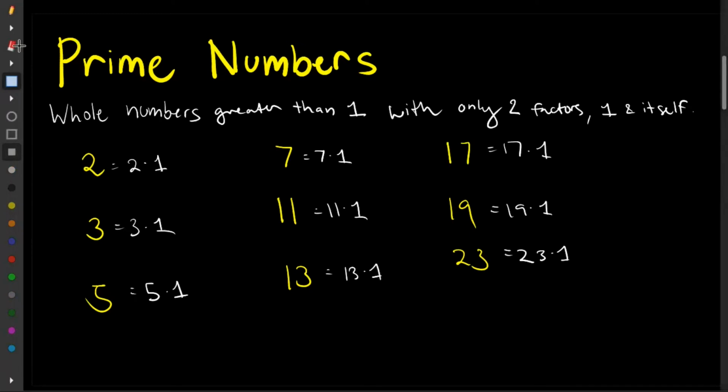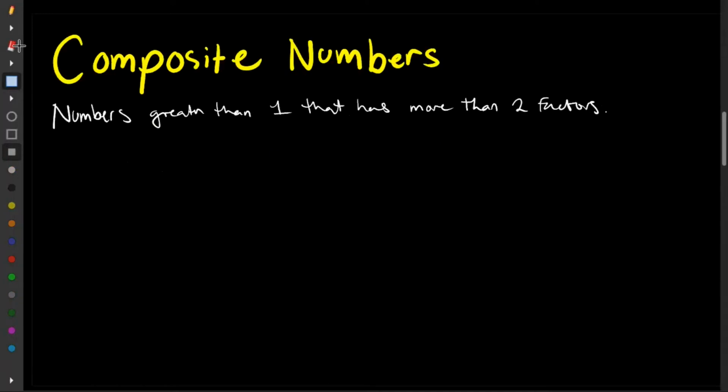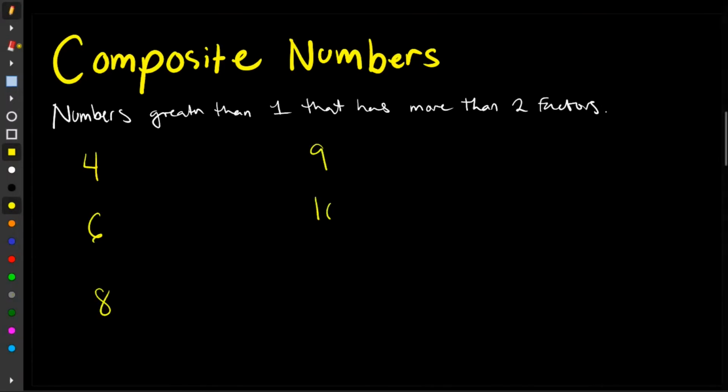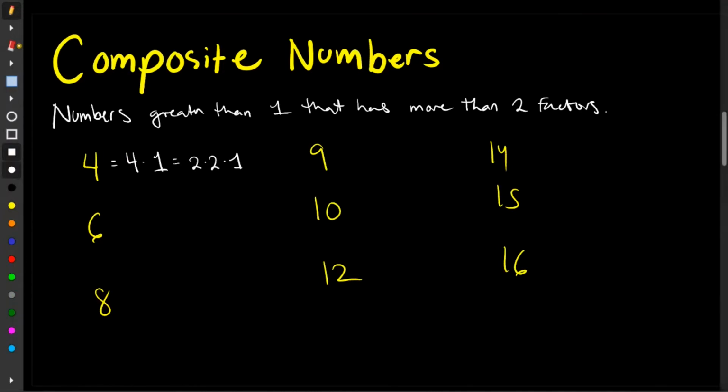Now, what if a number is factorable into other factors aside from itself and 1? That one is called a composite number. So these are numbers greater than 1 that have more than two factors. The first composite numbers are 4, 6, 8, 9, 10, 12, 14, 15, and 16. Now observe that 4 is equal to 4 times 1. But it is also equal to 2 times 2 times 1, since 4 can be factored as 2 times 2. Now this one isn't only two factors. This is already 3 factors. Now 6 is 3 times 2 times 1. Same goes for 8: 2 times 2 times 2 times 1.